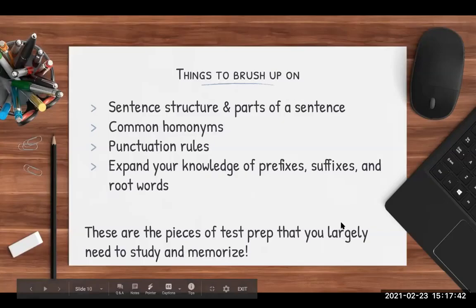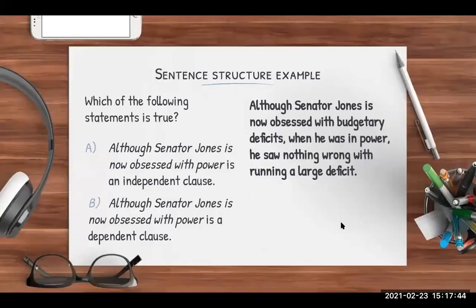So next we're going to go over some example questions for each of these types.